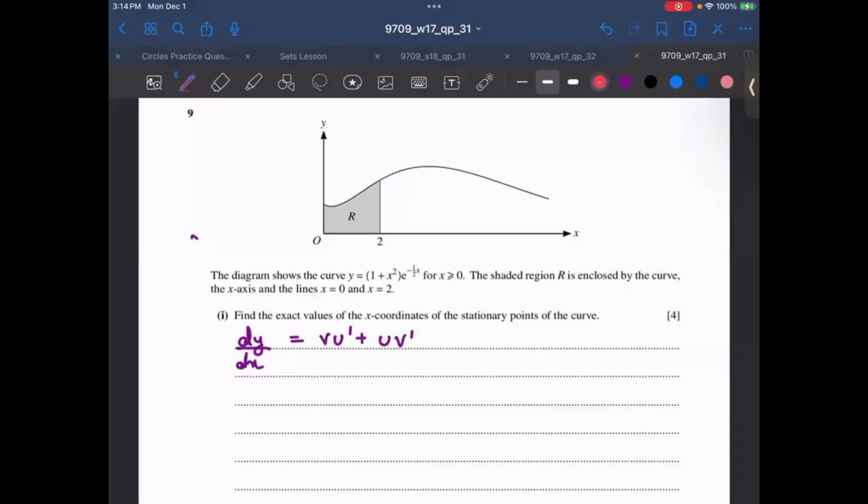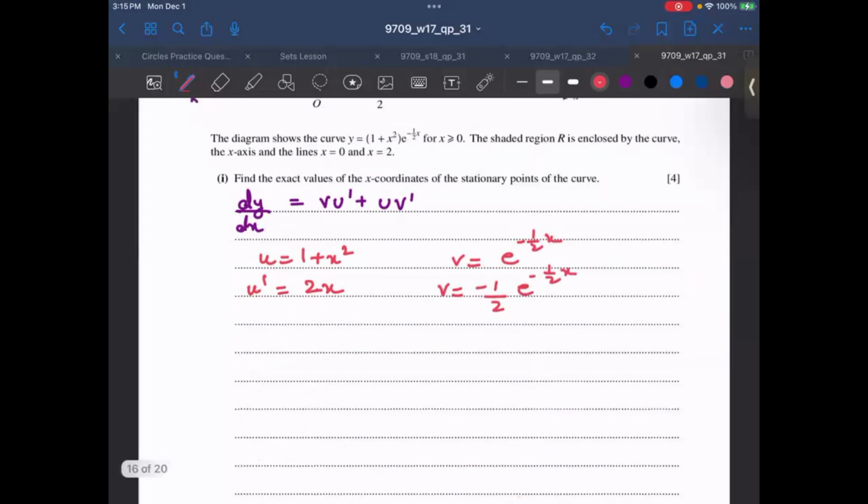Taking u as 1 plus x squared, so u dash will become 2x, and taking e to the power minus half x as v, the derivative of e to the power minus half x will be, we'll multiply with the derivative of the power, which is minus half, and this will remain as it is. Now we'll write vu dash plus uv dash. So vu dash will become 2x e to the power minus half x plus 1 plus x squared into minus half e to the power minus half x, and that will be equal to 0.